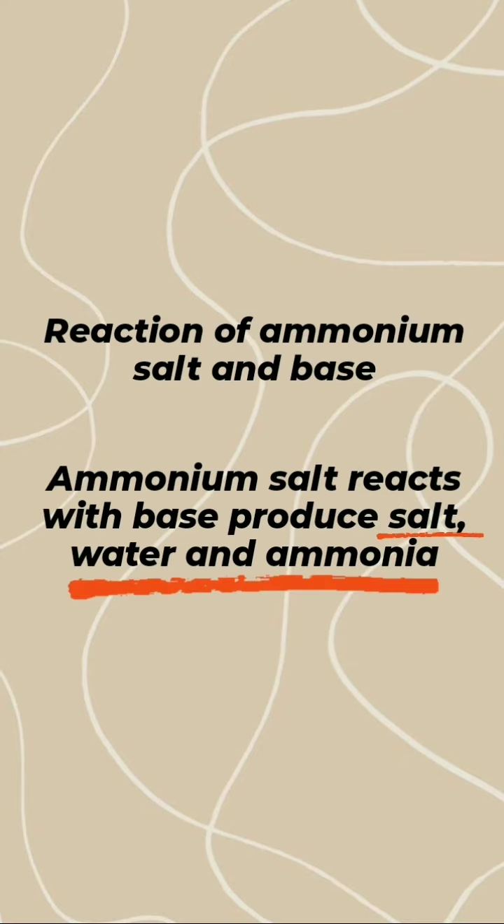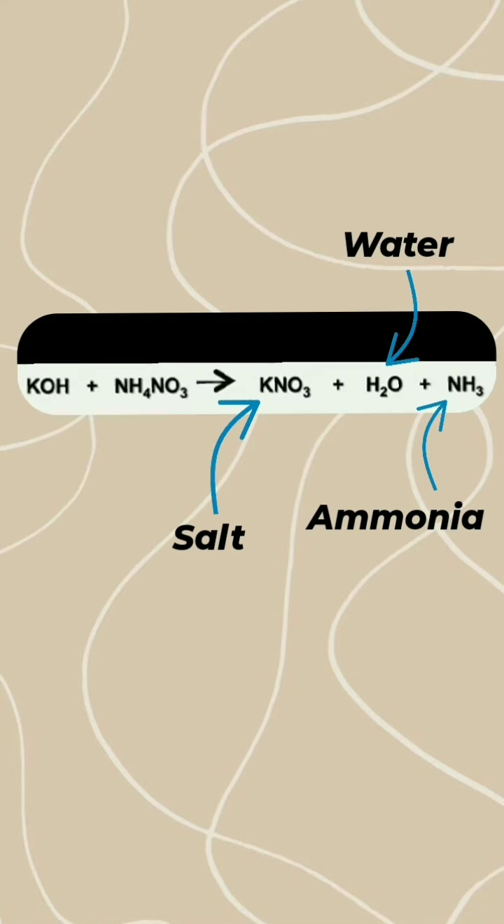For the second one, the reaction of ammonium salt and base. When ammonium salt reacts with base, it will produce salt, water, and ammonia. For example, the reaction between potassium hydroxide and ammonium nitrate.